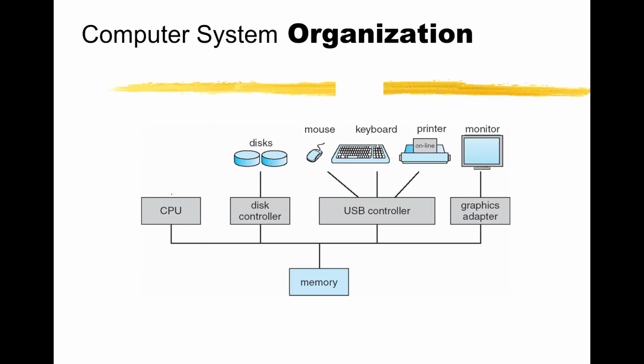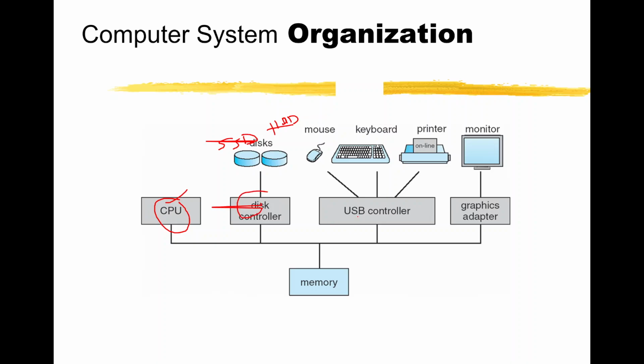This is how the computer system looks like. We have the CPU, which is your central processing unit that helps to handle all the execution in the operating system. We have the disk controller, which handles and manages all the disks on your system. You could have your SSDs, or it could be your hard disk drive. That's the function of the disk controllers to handle.